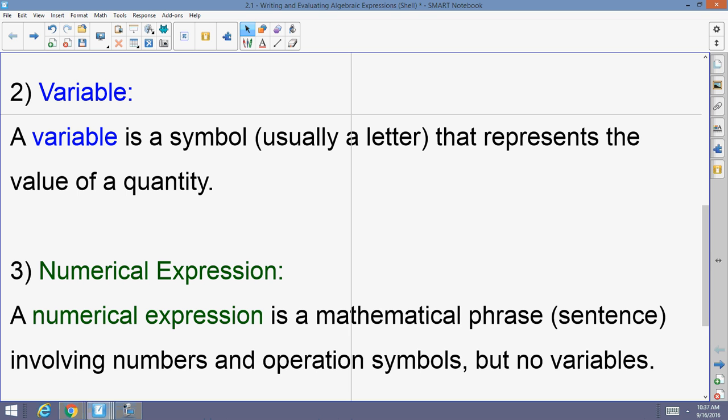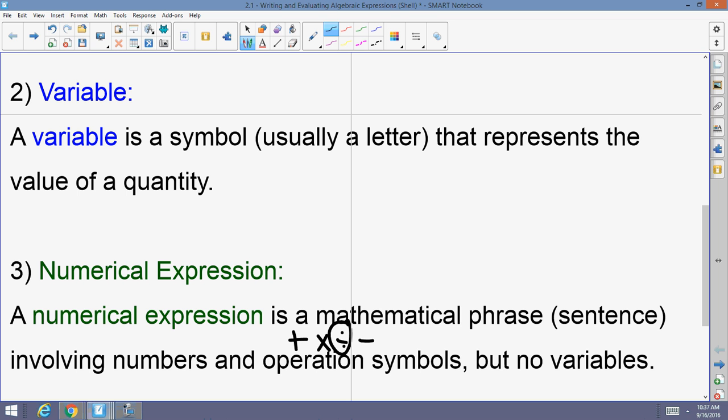You work and you make $12 an hour and you work 20 hours this week and you want to calculate how much you made, you're going to multiply $12 an hour times 20 hours. You're going to get 240. That whole thing was a numerical expression. So it's a mathematical sentence or phrase involving numbers, operation symbols, but no variables. Remember that operation symbols, we're talking about plus sign, multiplication, division, or subtraction. Those are operation symbols.